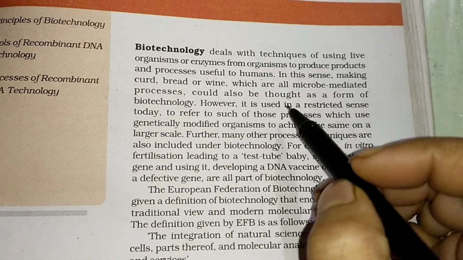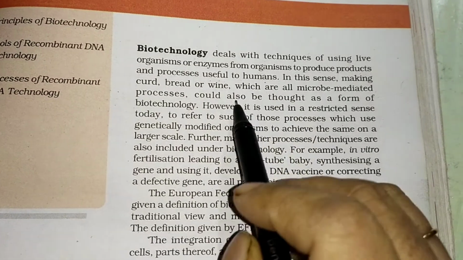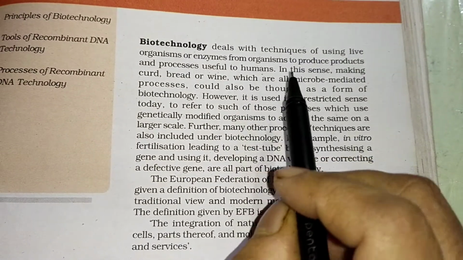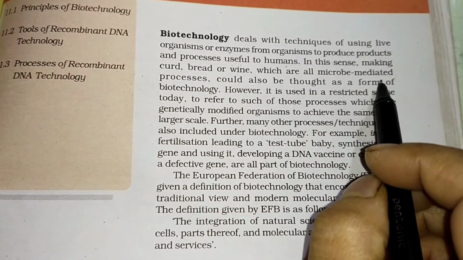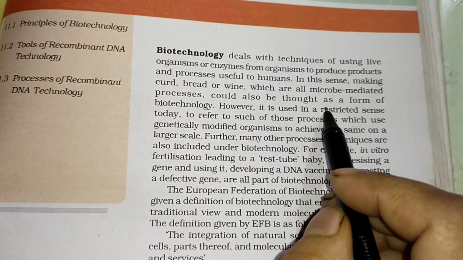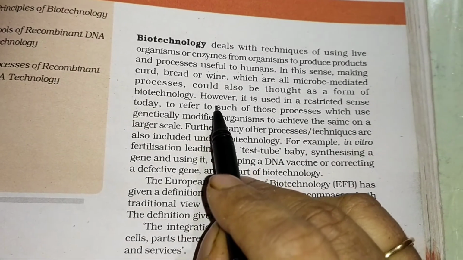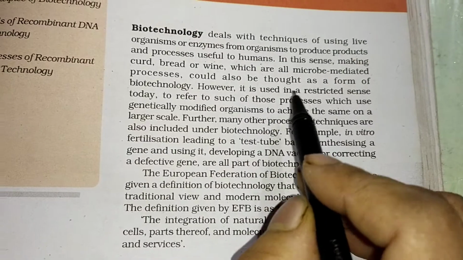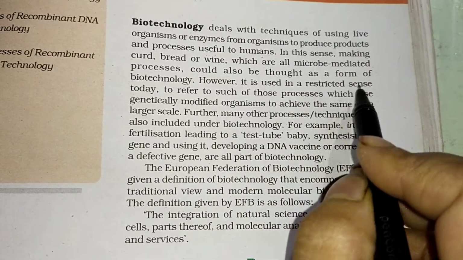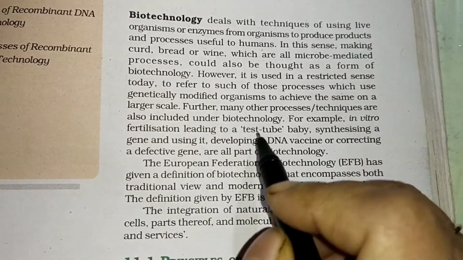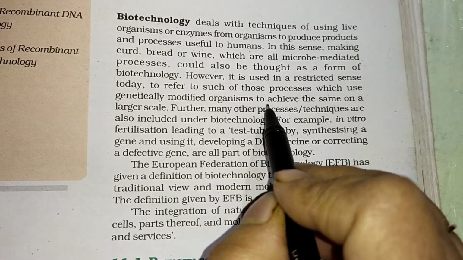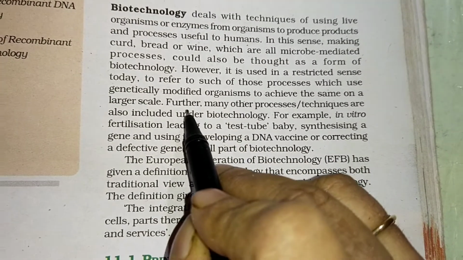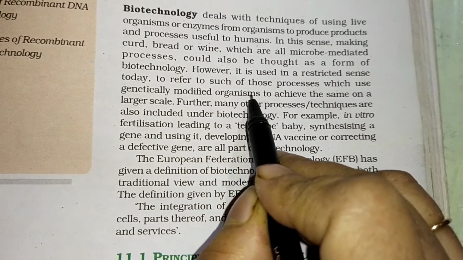In that sense, we can use curd making, bread making or wine making. That is also a microbe-mediated process, and that is an old form of biotechnology, but in a new form. It is used in a restricted sense. How is it now used to achieve the same on a larger scale, or with genetically modified organisms?